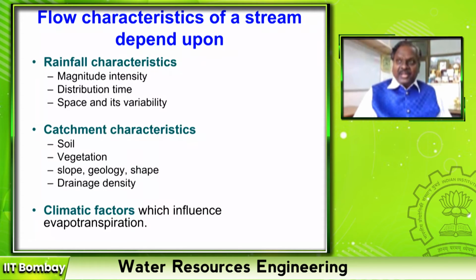Second is the catchment characteristics. Apart from what we have seen in the fourth chapter, catchment characteristics include the type of soil, vegetation, type of vegetation, thickness of vegetation, canopy cover, all these things come under vegetation type. And also the slope of the basin, geology and shape, drainage density. These are all the catchment characteristics which govern the flow characteristics.